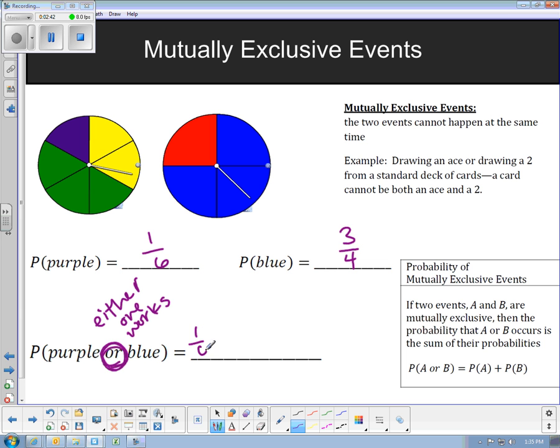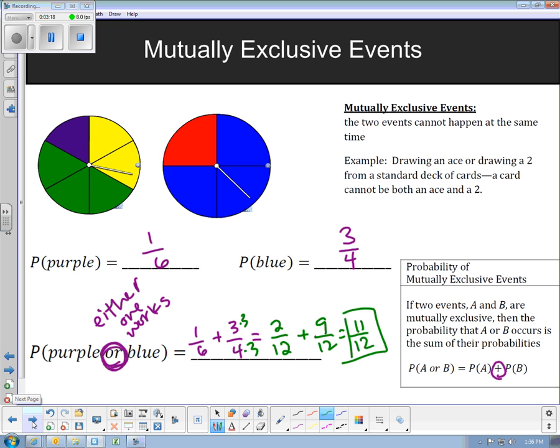Then I take 1/6 plus 3/4 and I add instead. That's the probability of A plus the probability of B. So now I need to add these two fractions. Well, think back to adding fractions. That means I need to find a common denominator. My common denominator here would be 12. So if I change these into fractions that have the same denominator, that would be 2/12. I need to multiply by 3 here. That would be 9/12, and I get 11/12. So 11 out of 12 spins, I'd get either a purple or a blue, which I'd be happy with.